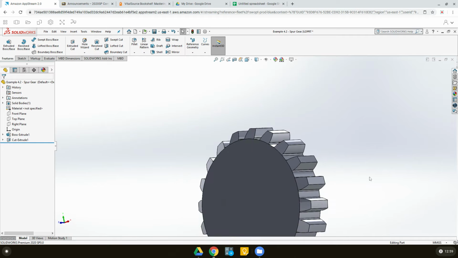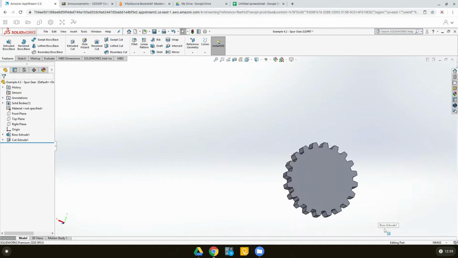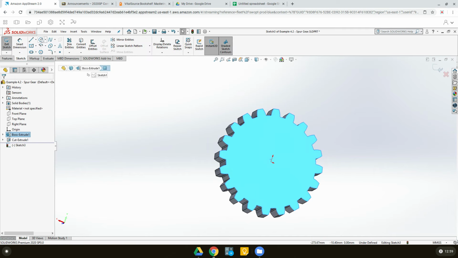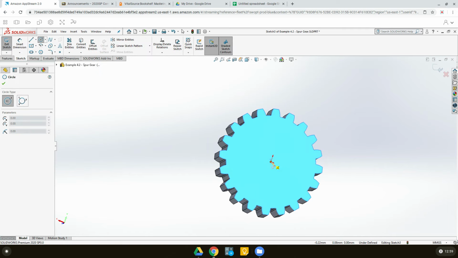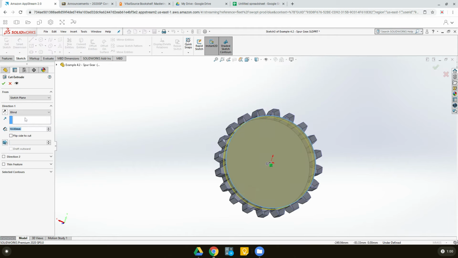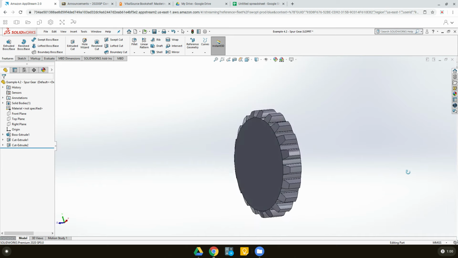And same thing we want to do on the other side on this gear. So select the surface, extruded cut, draw the circle from origin up to the root circle, exit the sketch, blind 10 millimeters, flip side to cut, draft angle 60-degree, and okay. So that's how it looks like. It's all done, all good.